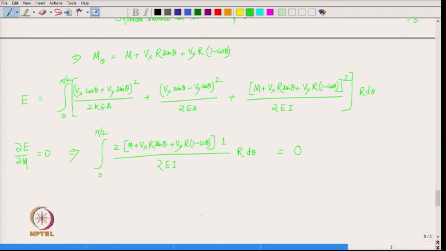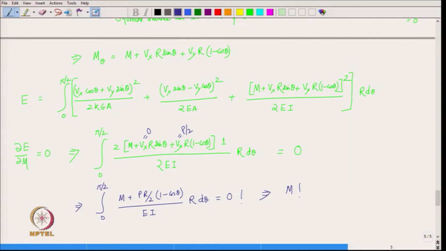And we know that in this case V y is simply p by 2. So, we are going to put V y equal to p by 2 here, and V x is equal to 0. So, we will put V x equal to 0 here, right, and finally, we have 0 to pi by 2 m plus p r by 2 into 1 minus cos theta divided by E I into r d theta, and that is equal to 0. Okay. So, you simply solve this integral and get bending moment from here.